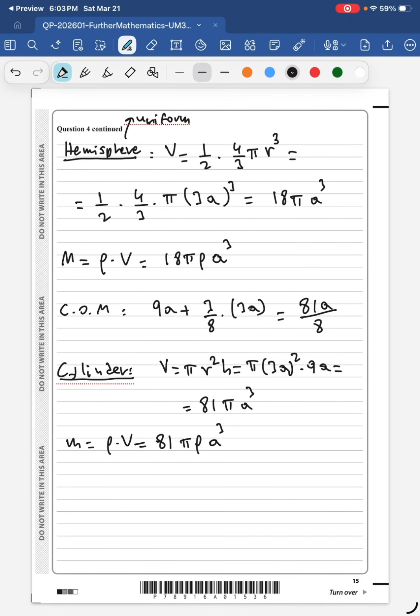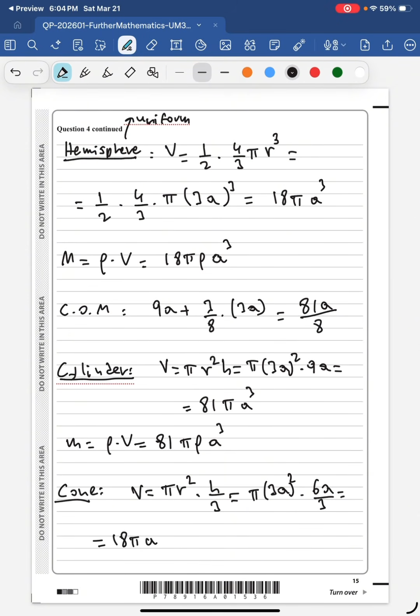Okay. And then for the cone, the volume is pi r squared times h over 3. So that's pi times 3a squared times the height, which is 6a over 3, and this yields 18 pi a cubed, which incidentally is the same as the volume of the hemisphere.